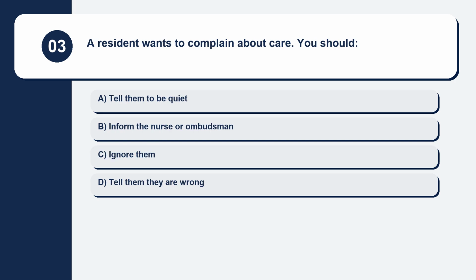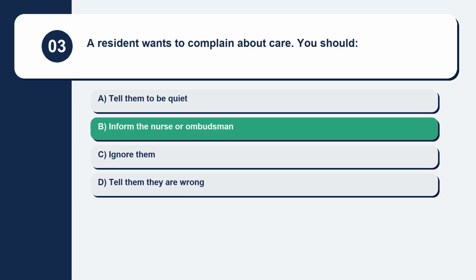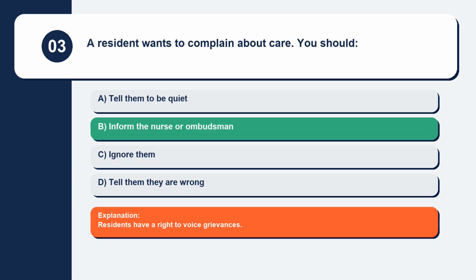Question 3. A resident wants to complain about care. You should tell them to be quiet, inform the nurse or ombudsman, ignore them, tell them they are wrong. Residents have a right to voice grievances.